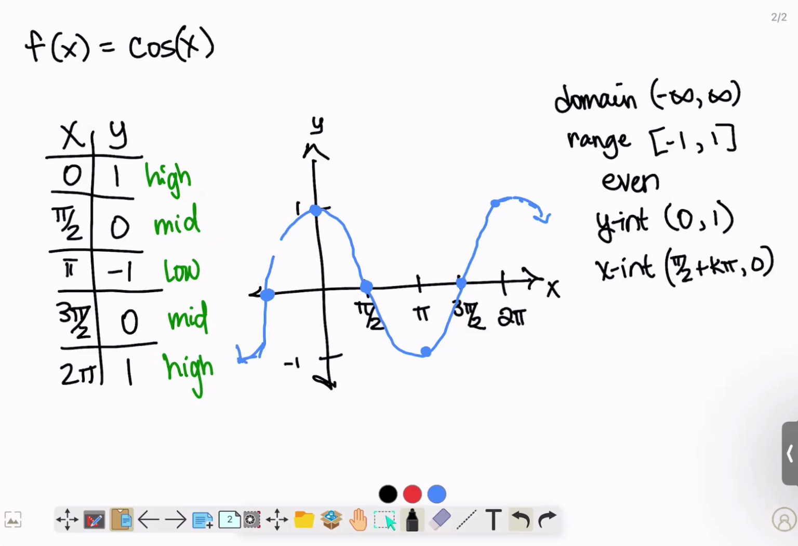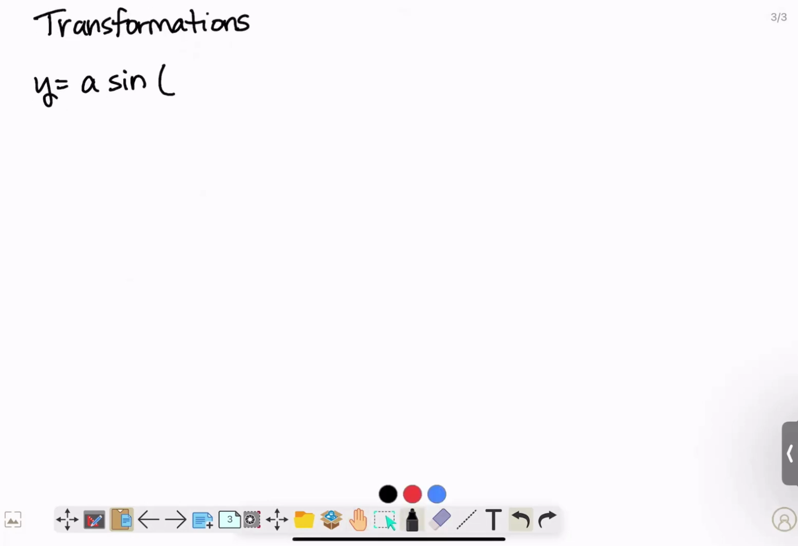Okay, now for the transformation here. In our equation, the transformations are going to show up as numbers multiplied in front of our function, added or subtracted to our function, or added, subtracted, multiplied, or divided by our input, our angle. So just to generalize all of them, we can write our function this way, both sine and cosine.